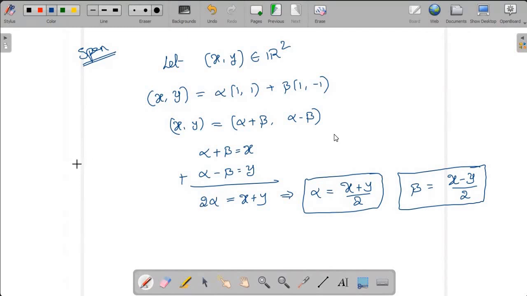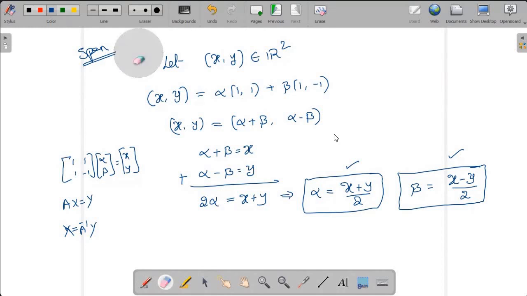Or if you write this as a linear system, converting to matrices, you get the solution this way. This is a matrix A multiplied with x equal to some y. Now x equals A inverse into y. That is the solution. So if you want alpha and beta, you just multiply with A inverse on both sides. Then you can see alpha is (x plus y) by 2, beta is (x minus y) by 2.